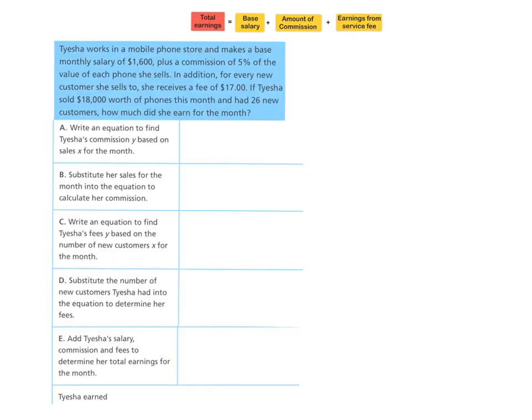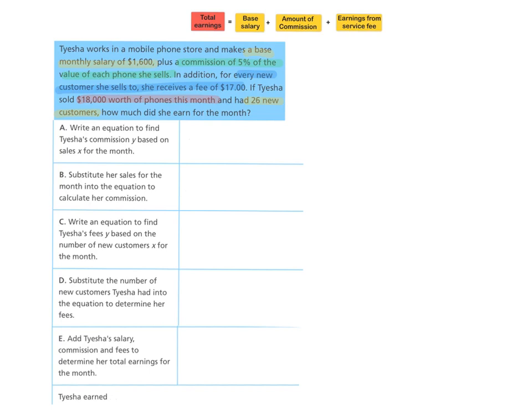Now, in some problems, you'll have somebody who has a base salary and they'll earn commission, plus they'll get a fee on top of that. So we're going to have even more calculations to do. Let's take a look at one. Taisha works in a mobile phone store and makes a base monthly salary of $1,600, plus a commission of 5% of the value of each phone she sells. In addition, for every new customer she sells to, she receives a fee of $17. If Taisha sold $18,000 worth of phones this month and had 26 new customers, how much did she earn for the month?